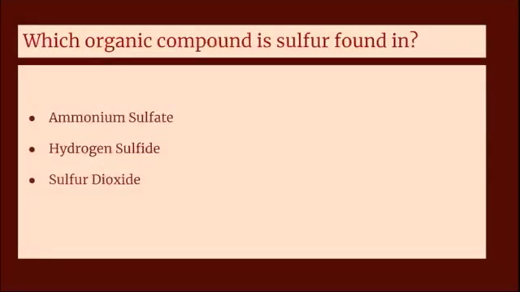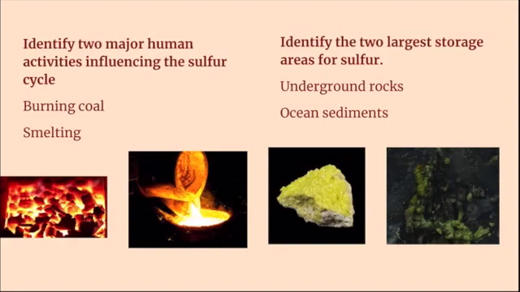Which organic compound is sulfur found in? The first one is ammonium sulfate. Ammonium sulfate is a chemical compound that has 24% sulfur. Sulfur is also found in hydrogen sulfide, which is an odorless hydrate gas. It is also found in sulfur dioxide, which is a chemical compound that is responsible for the smell of burning matches.